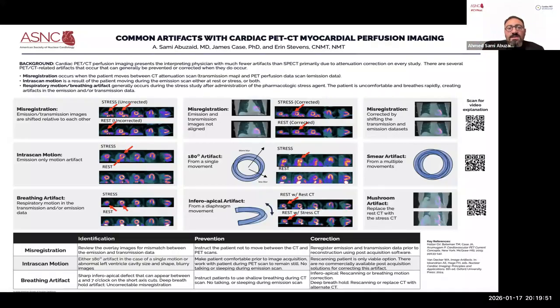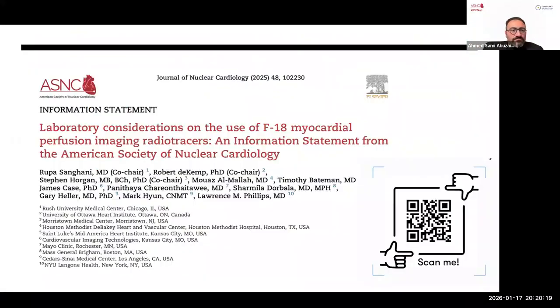You also have scan-related artifacts and patient-related artifacts. Understanding that will help when you look into your artifacts, and it applies to a lot of PET-CT and dedicated PET as well. This QR code will have videos with Dr. James Case from ASNC, who gives a great outline of that, and I think that can be very educational for the other artifacts as well.